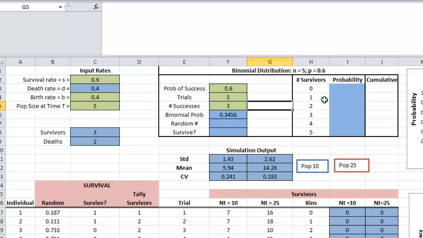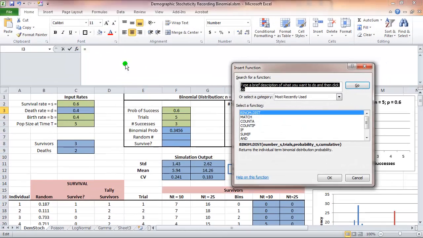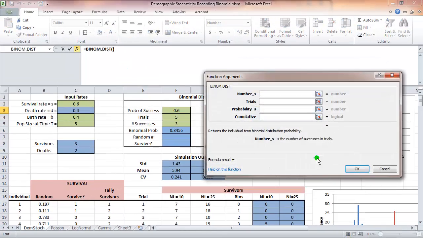What is the probability of 1 survivor, given the probability is 0.6? And so on. So we're just going to use that same binom dist function, but this time, instead of referencing the number of successes here, we're going to reference the number of survivors down column H. So let's find the binom dist function once again.